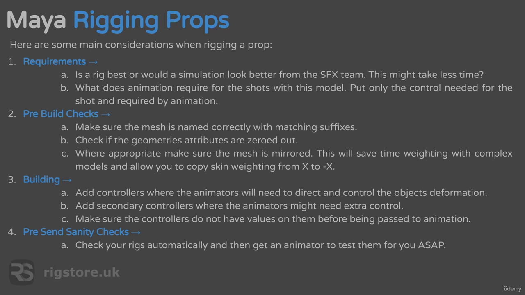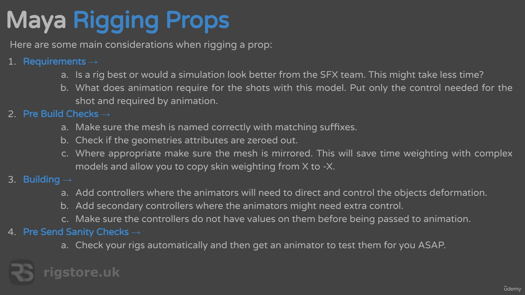This will save time waiting with complex models and allow you to copy skin weighting from X to -X, especially with creatures. Pretty much 99% of the models I work with, I enforce them being symmetrical, even if they're not going to be symmetrical later on. That can be a blend shape or can be added later. It's best to work with something symmetrical so that you can weight it. At least if you weight the projector, then you can project those weights forward to the asymmetrical creature.